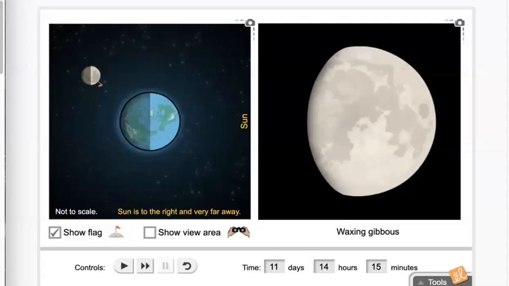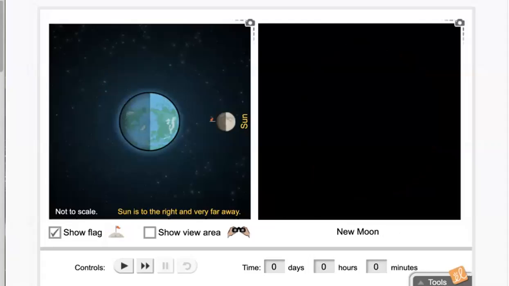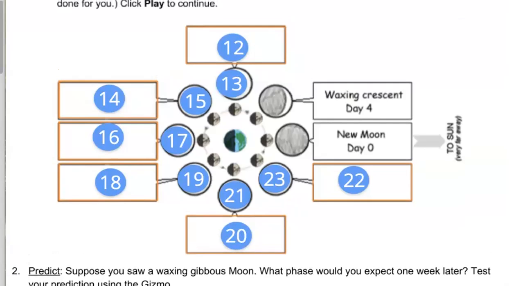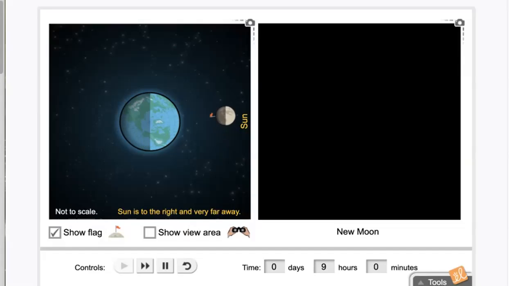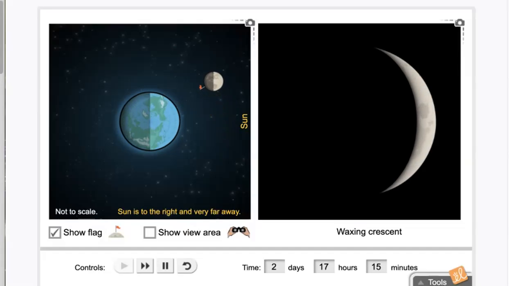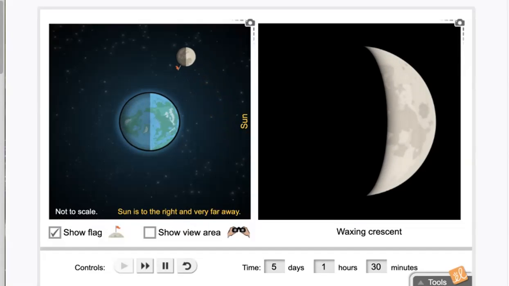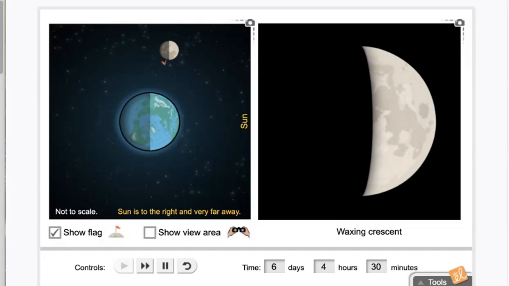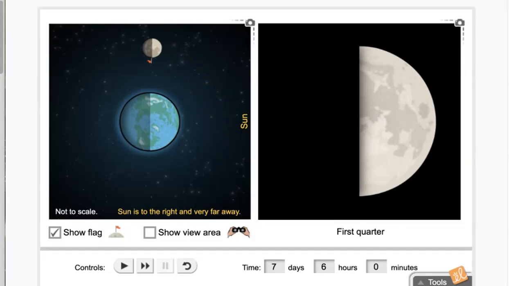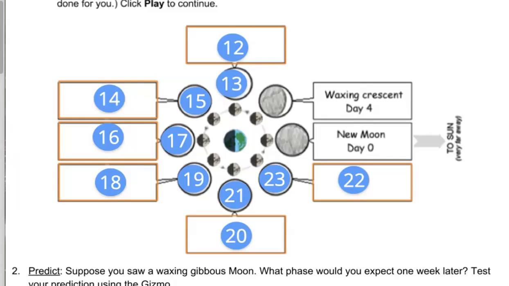All right, so we skip down to activity B. I'm going to go ahead and reset this. If we look at activity B, we need to fill in this part of the worksheet. And they've already filled in the first two phases for us. So if I play the first two phases, this is the new moon. Then we have the waxing crescent. And notice the waxing crescent, it's over several days. It's not just one day, it's several days. Then we're going to pause it here for the first quarter. And this is what we're going to fill in on numbers 12 and 13.